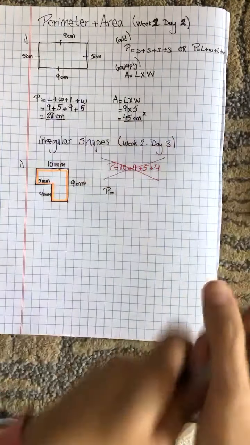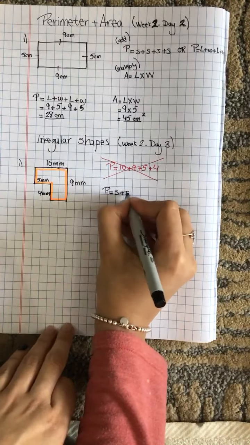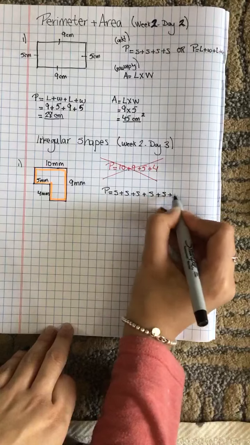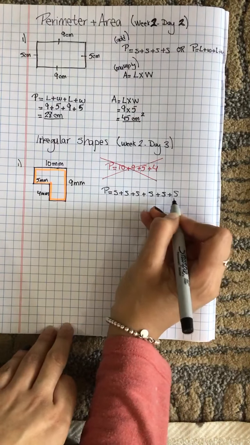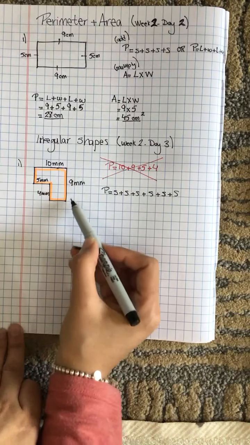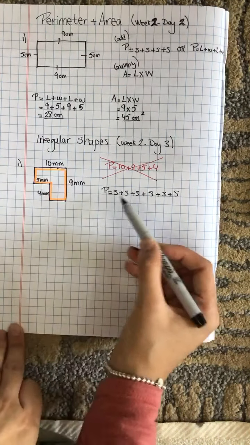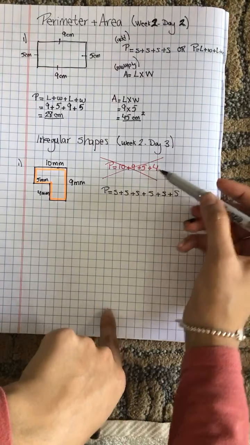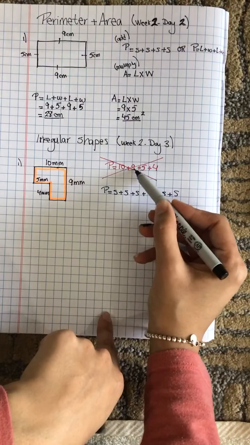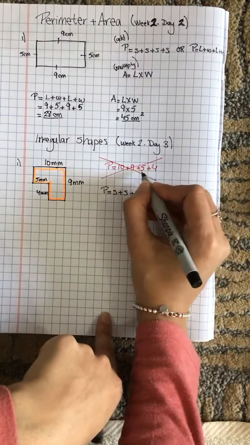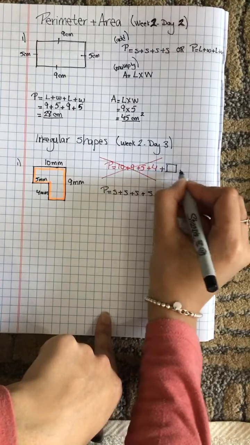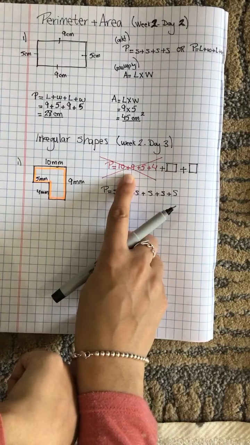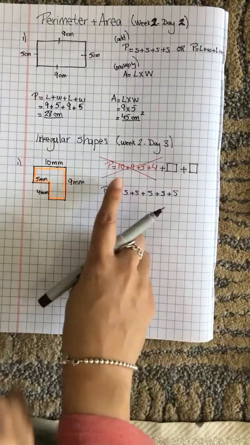That means I should have side plus side plus side plus side plus side plus one more, right? 1, 2, 3, 4, 5, 6 sides because I just counted. I should have 6 numbers. That's your first job. Look at this, which a lot of you did. How many sides are there right now? 1, 2, 3, 4. So you already know you're missing 2 sides. Perimeter isn't just some of the sides. Perimeter is all the sides. So that's a good starting point.